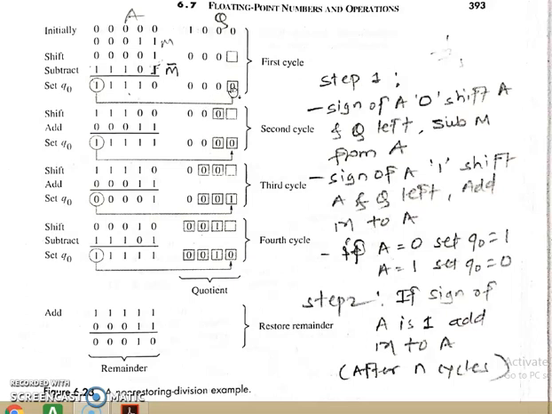After this, we move to the second cycle. Now check the sign of A. What is the sign of A? The sign of A is negative, so the sign of A is 1. Shift A and Q to the left. So this one is shifted here, this one is shifted here, this one is shifted here, this one is shifted here. This 0 is here, 0 is here. Now consider this 0 as discarded because it is out of scope.